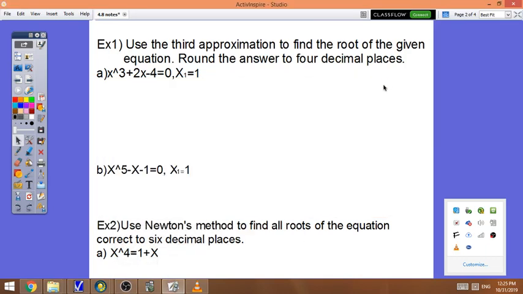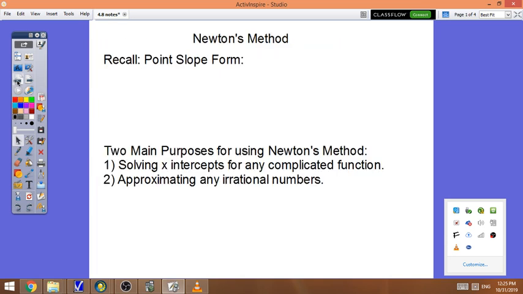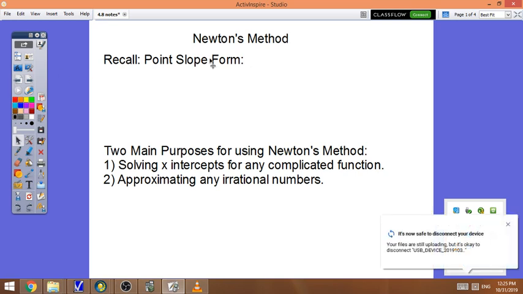Okay guys, so today I just want to show you about Newton's law of linear approximation. So that's the one that we use to find the x-intercept. Once you deal with any kind of crazy polynomial with a high order power, Newton's method is basically just the point slope form.